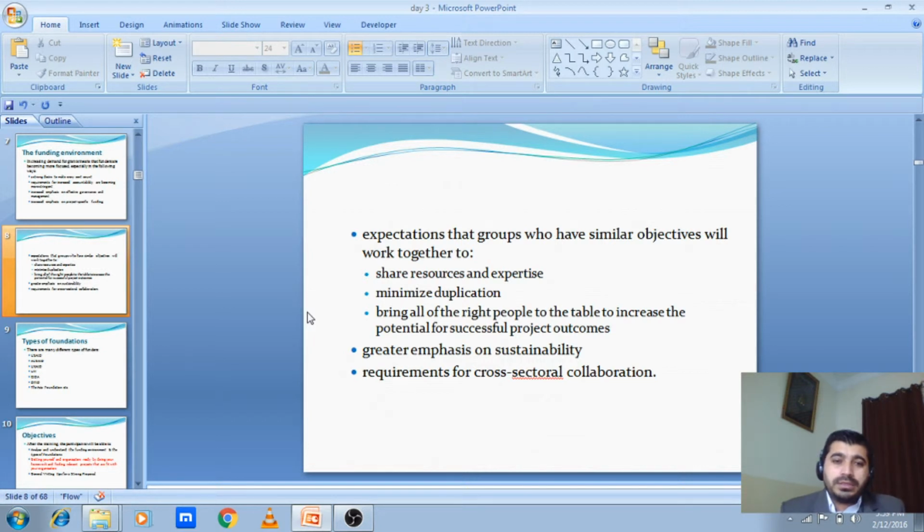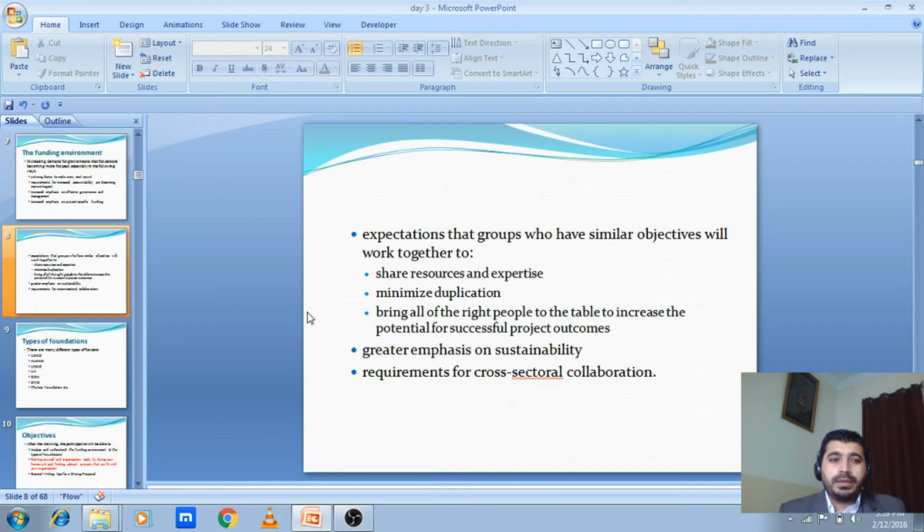So now organizations expect you to work together and minimize duplication. They also would like you to emphasize sustainability. For example, if the tenure for that particular project expires, how can you sustain the project for the long run? So this point also is very key for the project approval.